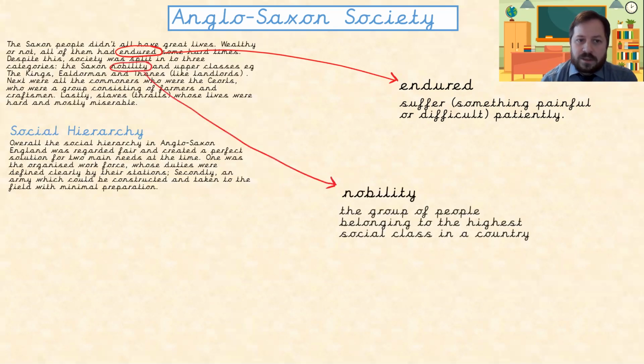Our next word is nobility. And this is a group of people belonging to the highest social class in the country. And you can see this in the fact that within the nobility are the kings and ealdormen, who are the highest that can be within the social structure.